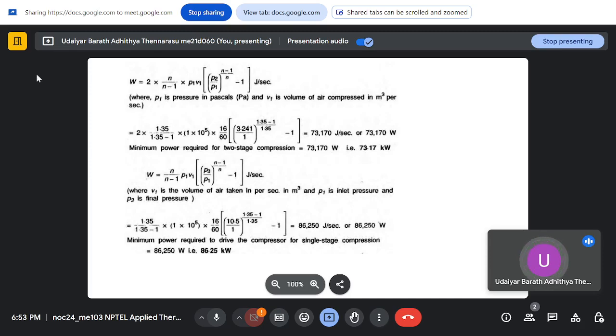With that we can find the total work for two stages, which is twice the work of one stage, because both stages operate with the same pressure ratio. So 2 into n by n minus 1 into P1 V1, multiplied by Rp raised to power n minus 1 by n, minus 1. Substituting the pressure P1, the volume flow rate of 16 meter cube per minute, that is 16 by 60, and the n value and pressure ratio, we get the total work done for two-stage compression as 73.17 kilowatt.